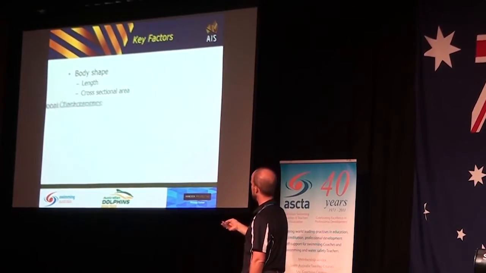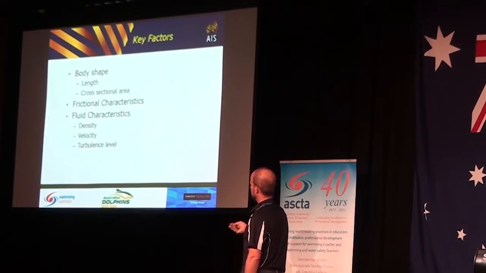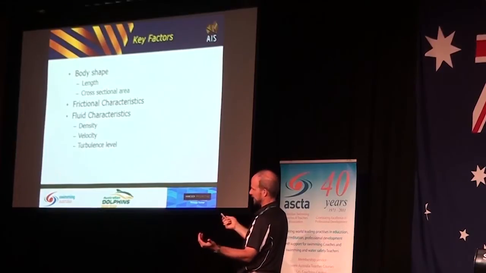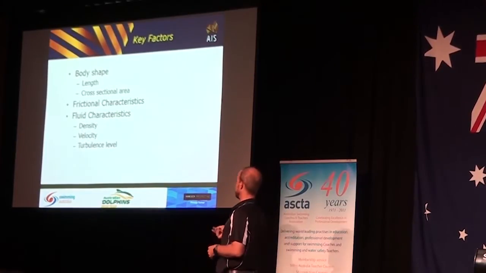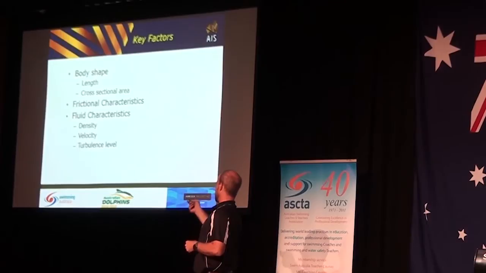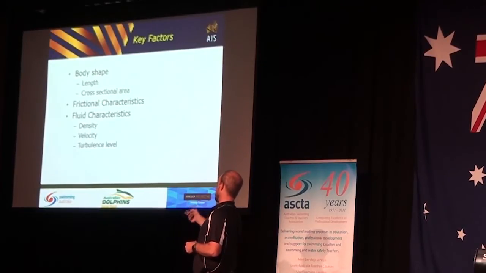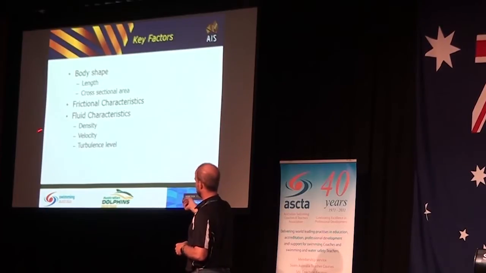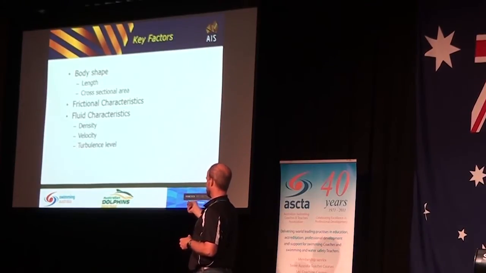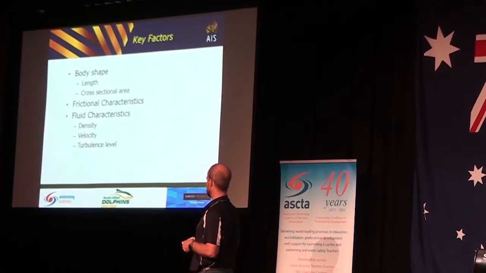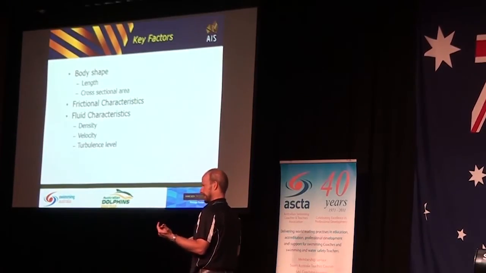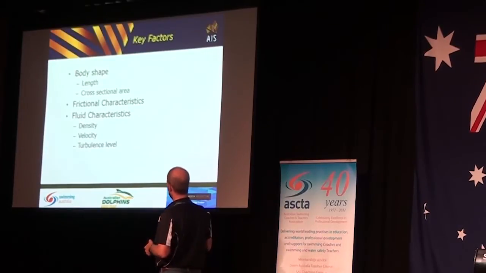Cross-sectional area. For the friction stuff, what the materials are, whether you shave down, all those kinds of issues. And then there's fluid characteristics, and for these, there's not a whole lot we can do about it. The density of the pool water is not going to change. Velocity, obviously that is up to us as swimmers. And then how much turbulence is in the water. And most of the time for us, that's really not too much of a problem.